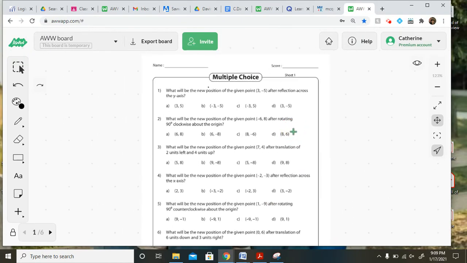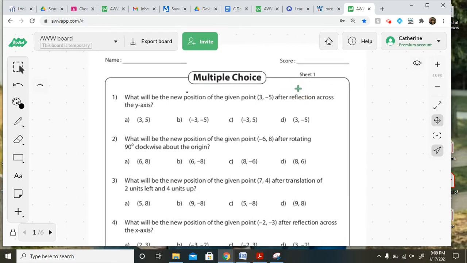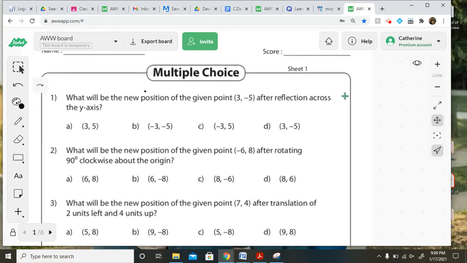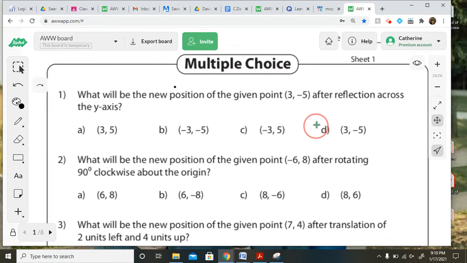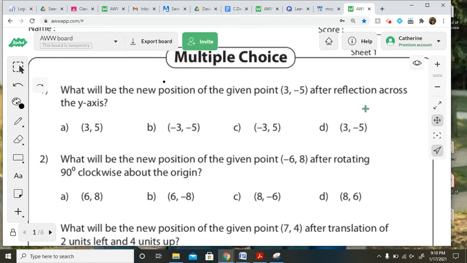This lesson is an application of the rules when we're given coordinate points. So we're getting to apply the rules that we've learned to coordinate points and find out where those coordinate points end or land when we apply the rule to it.